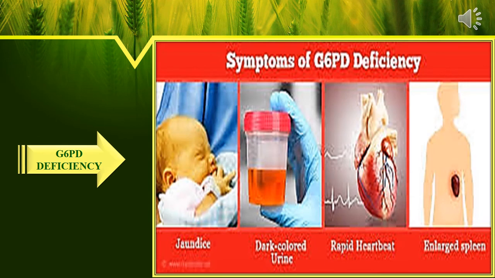Coming to the symptoms of G6PD deficiency, it causes jaundice, and it is indicated by dark colored urine, rapid heartbeat and an enlarged spleen, which is named splenomegaly. So these are the 4 important symptoms of G6PD deficiency: jaundice, dark colored urine, rapid heartbeat, and enlarged spleen.